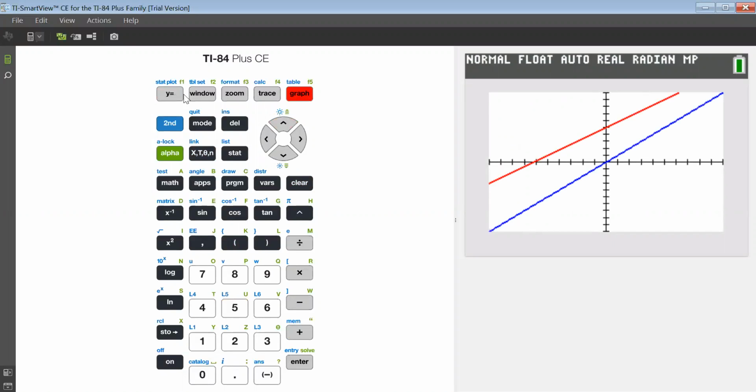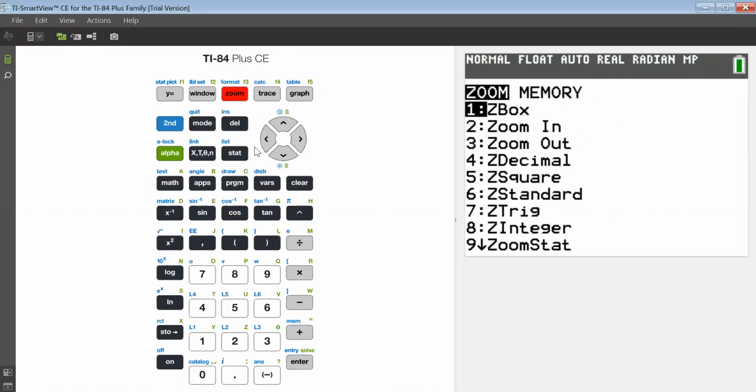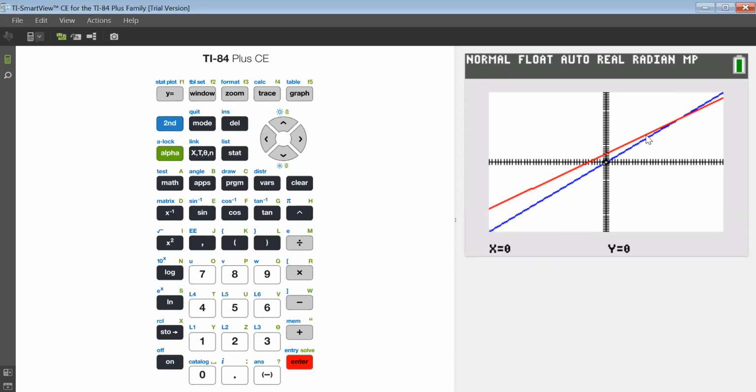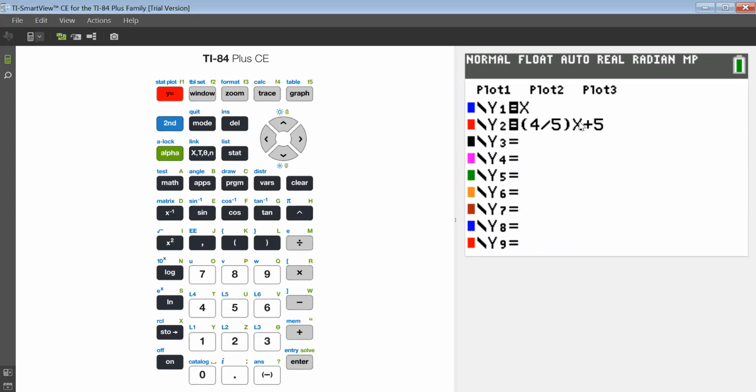And notice it's not quite parallel, but if we zoom out a little bit, we would see that they would eventually start to run toward one another. And over time, the red line is not as steep as the blue line. It started out higher on the y-axis, and that is due to the 5 being a positive y-intercept. The 4/5 is smaller than 1. The slope here is 1 to 1. This is 4 to 5. It's smaller than 1. So over time, it will not be as steep as the parent function.